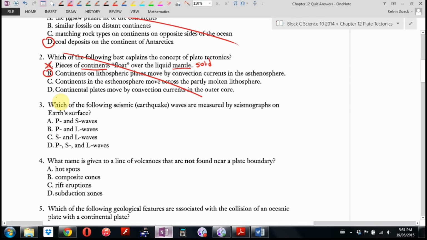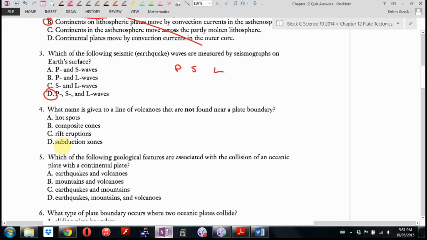Well, you also have to understand the difference between continental drift, which is the drifting of the continents, and plate tectonics, which explains how the continents drift. Which of the following seismic earthquake waves are measured by seismographs? We have P waves, we have S waves, we have L waves. D. That question is fair game.